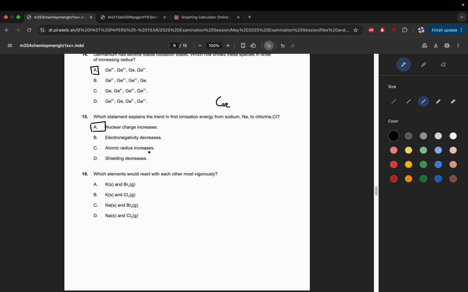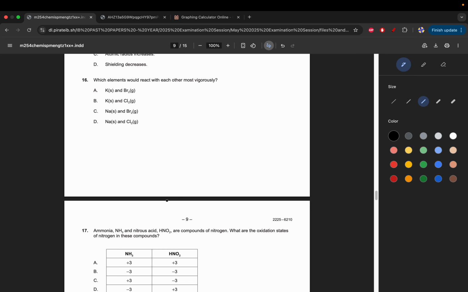It's not going to be atomic radius because that's kind of a side product. It's the nuclear charge that causes the atomic radius too. So kind of the one cause, two different situations. Electronegativity doesn't have an effect on first ionization energy. And shielding is actually not going to increase because shielding depends on just the ring before it. So shielding has nothing to do with the valence shell. It's going to have everything to do with the shells beneath the valence shell.